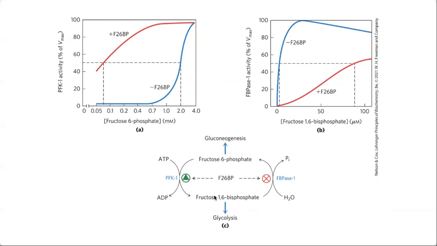And so, how do we regulate the making of F26BP? If we have F26BP, we stimulate PFK1 and inhibit FBPase1. This way we don't have a futile cycle. We're regulating them both at the same time, in a way that favors glycolysis. If we don't have F26BP, things are going to be the opposite, and we're going to be favoring gluconeogenesis.